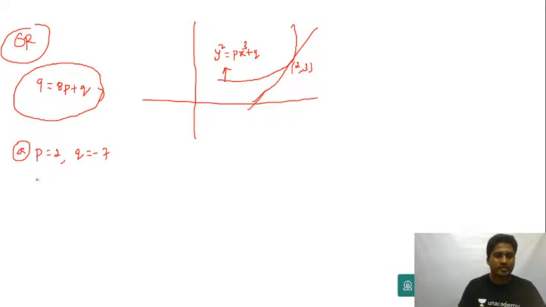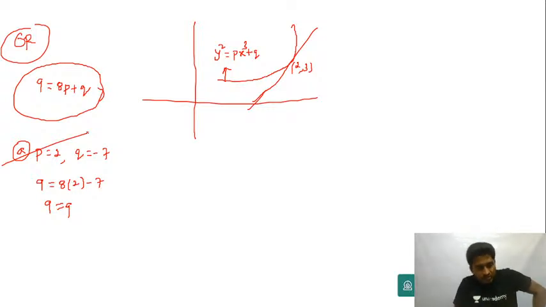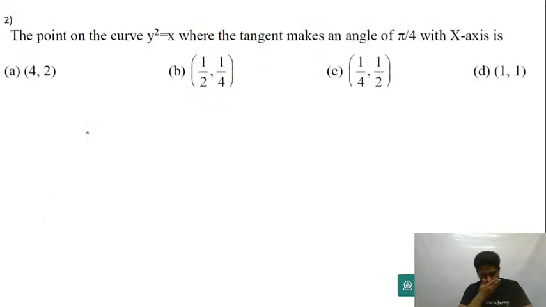So if I substitute here, you get 9 is equal to 8 into 2 minus 7. So you get 9 is equal to 9. Answer is option E only. You understand, guys? That's too simple. Just take the point and substitute, you will get the answer. Alright, let's move to the next question.